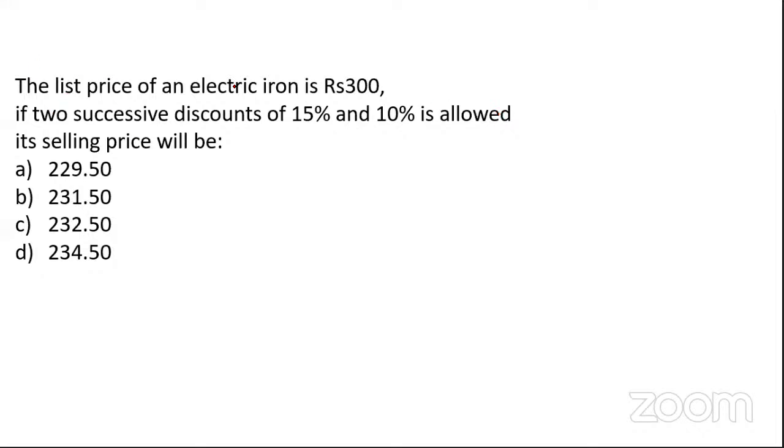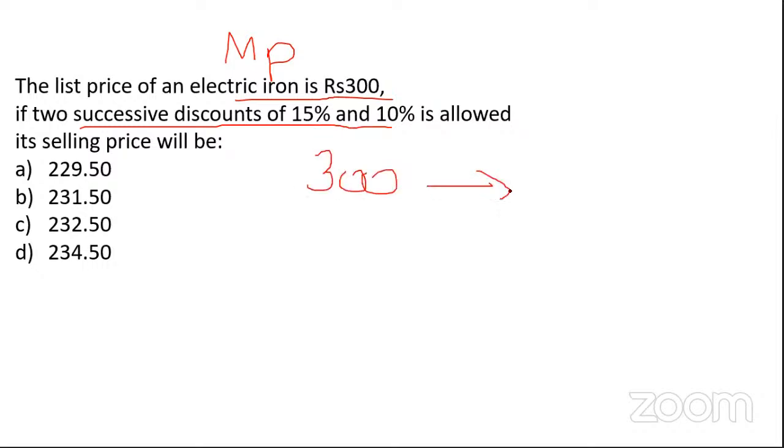So the list price of an electric iron is 300 rupees. List price means market price. See, when we visit shops, there will be a market price, that is called 300 rupees. And two successive discounts are given, 15 and 10 percentage. So what is the selling price? See here, 300 rupees we have, now 15 percentage discount.